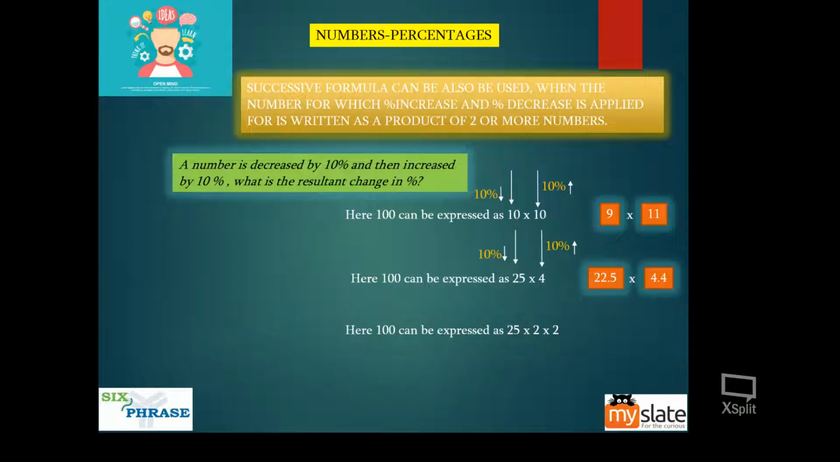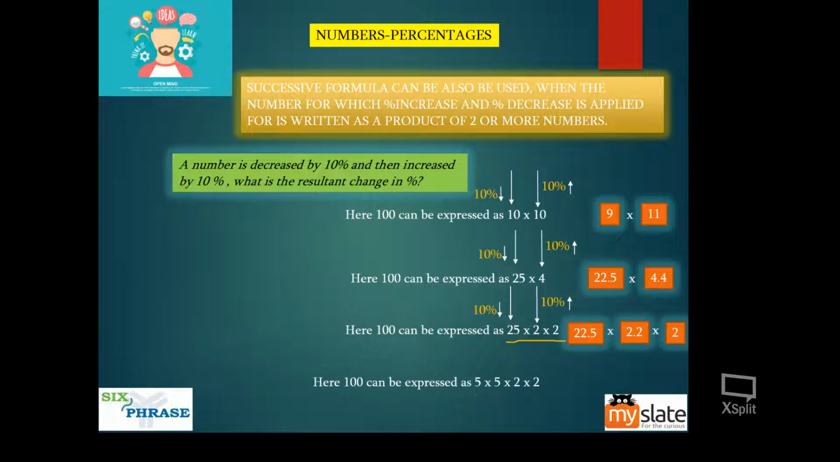Now 100 can be expressed as 25 into 2 into 2, right? 4 can be written as 2 into 2. Now I'm applying the percentage decrease to 25 and the percentage increase to 2. This way also I should get the same answer. So this becomes 22.5, this becomes 2.2, and the 2 remains the same. Now guys, 22.5 into 2.2 into 2 is again nothing but 99.